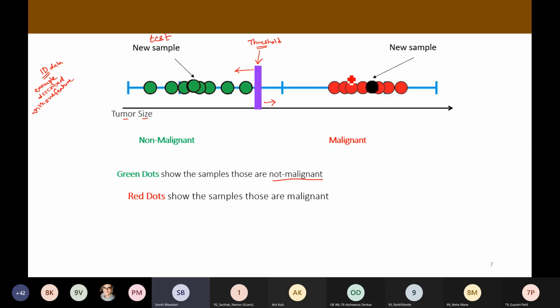Okay? Now, similarly, this new sample, test sample, black dot, if I want to predict the class for this particular sample, then once again we are going to apply the same criteria. And what is the criteria? We'll check what is the size of the tumor for this sample. Correct? So if the size of the tumor is greater than the threshold, then obviously we will declare the class of this sample as malignant.